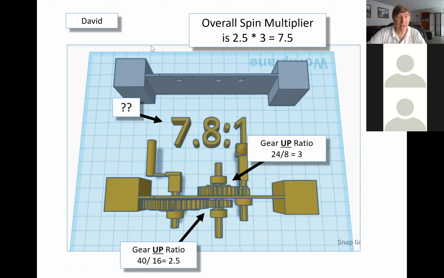However, David, when I worked through the math, I got a gear multiplier of 7.5, and I see in your creation here you put 7.8 to 1. So I'm interpreting that to mean that you calculated your gear ratio. You used a different method. Well, that's the interesting thing about physics: even if you use different methods, if you do it right, you should get the same answer in the end.